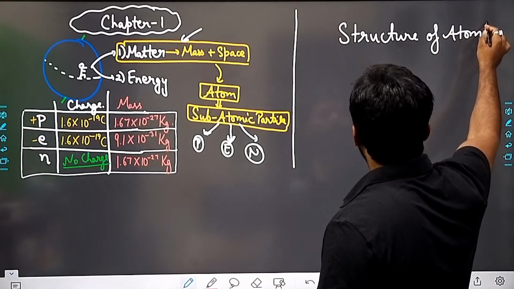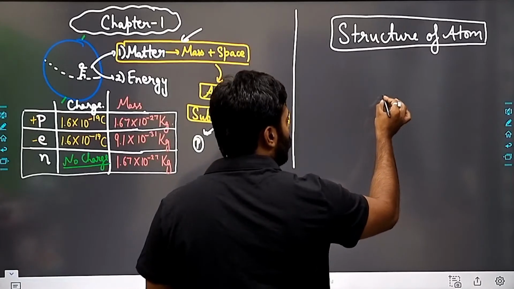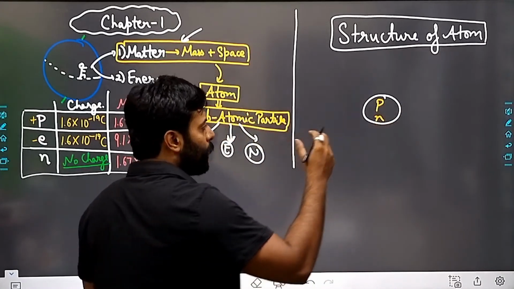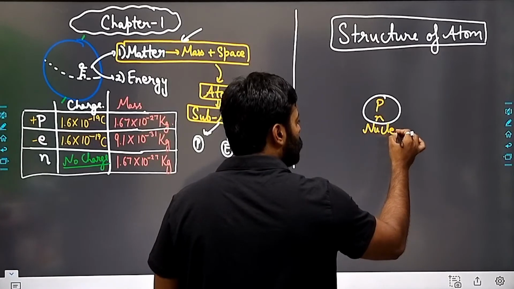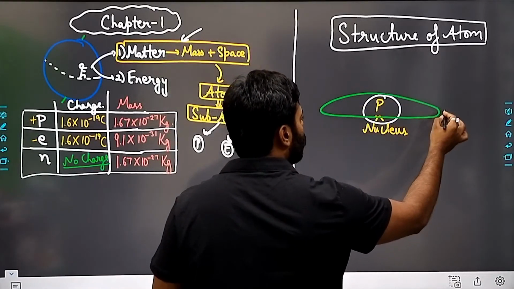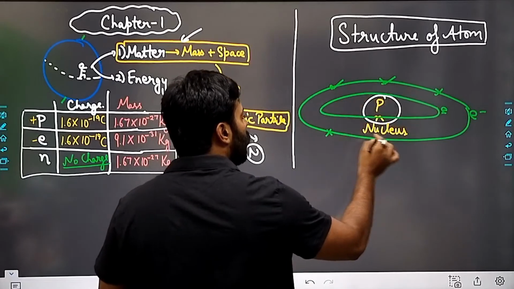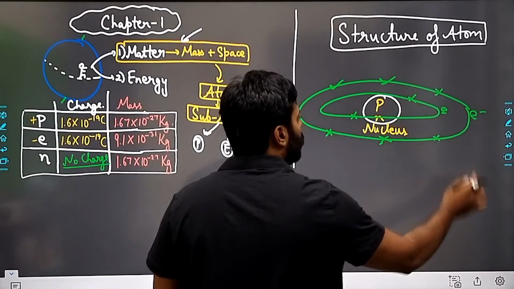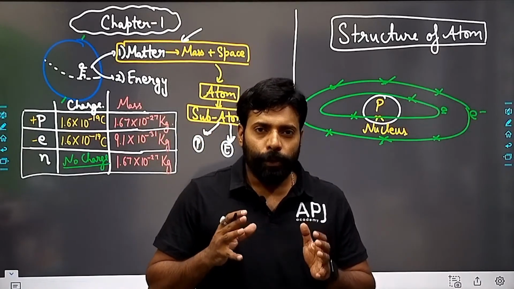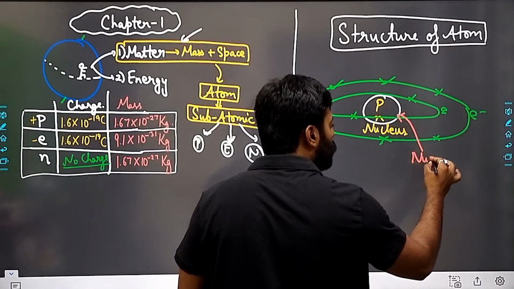I am taking the structure as given by Niels Bohr, and as per the structure given by Niels Bohr, we have a nucleus where we will be having some nucleons. Nucleons means it is a combination of protons and neutrons only. So we have nucleons in the nucleus, and we have certain orbits in which electrons are revolving. So this is the structure of atom, and according to this structure, nucleons are held by nuclear force.